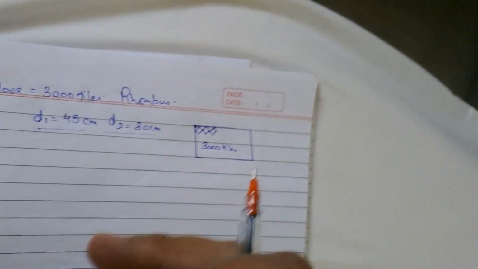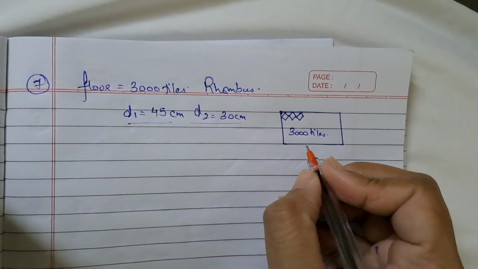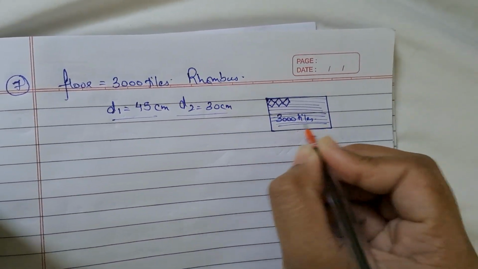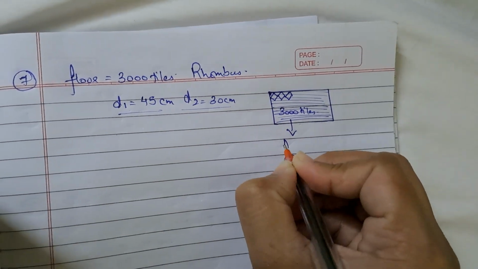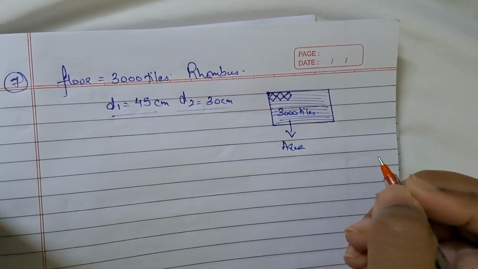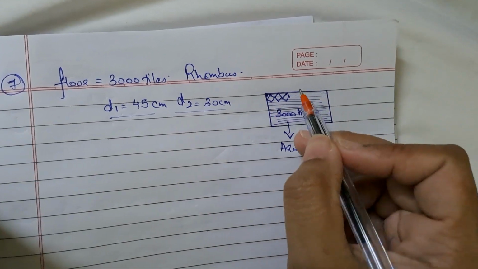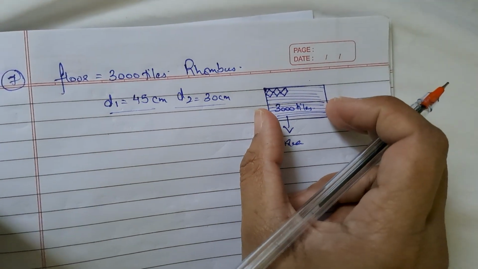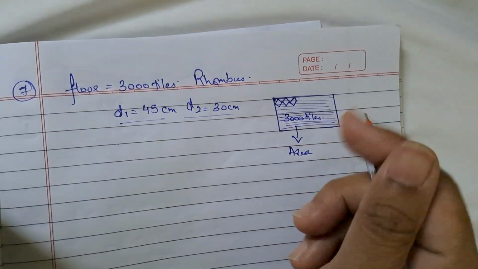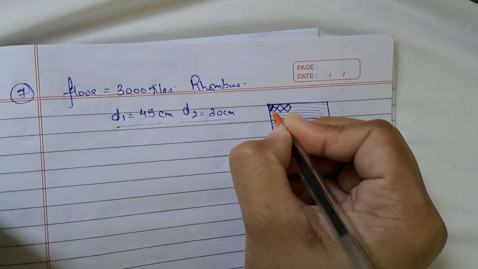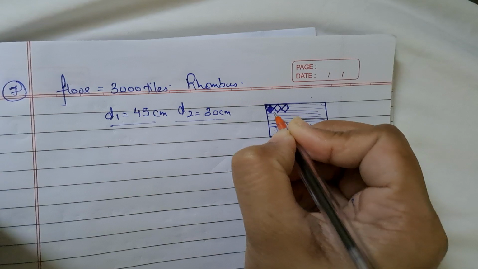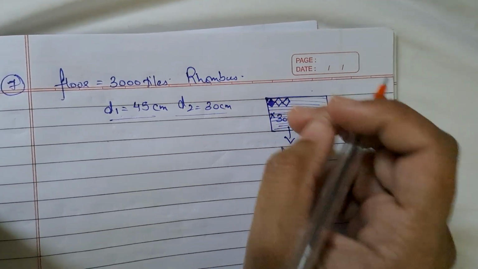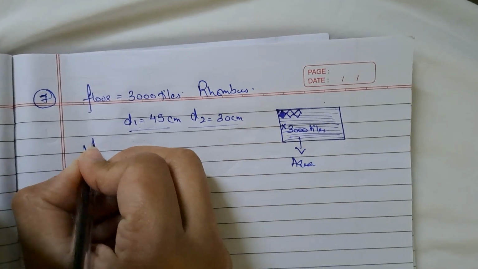How do we find the cost of polishing the floor? Polishing the floor means the full floor will be polished. For this I need to find the area. But how am I going to find the area? The shape is not known to me, nothing is known to me. They just said 3000 tiles are there on the floor. So what I can do here is find the area of one tile, multiply it by 3000, and I will get the area of the floor. That's what I'm going to write.